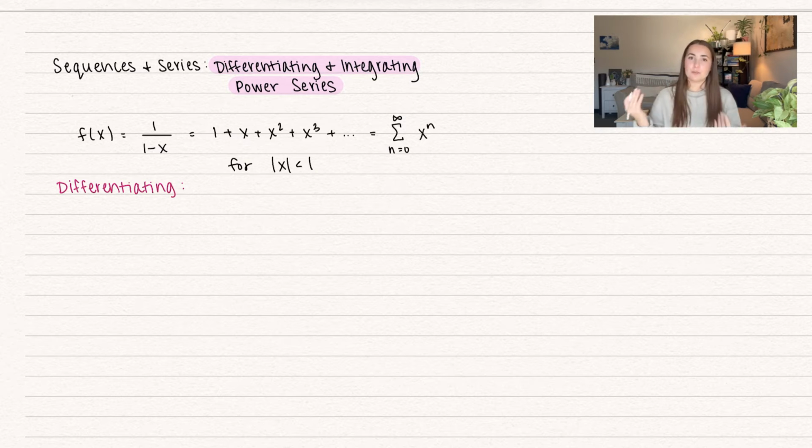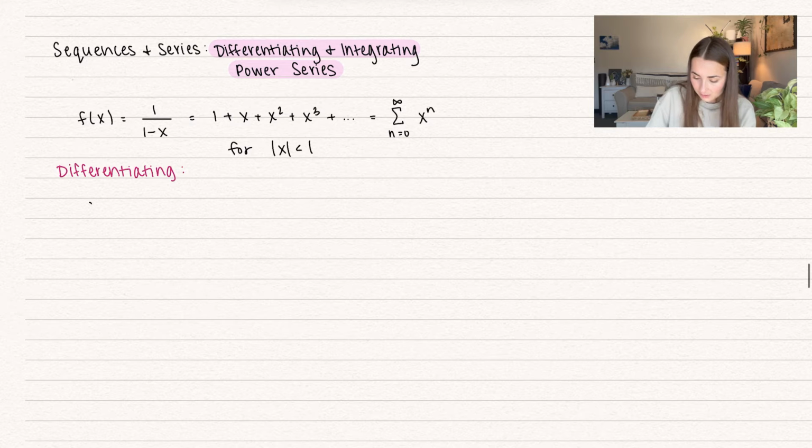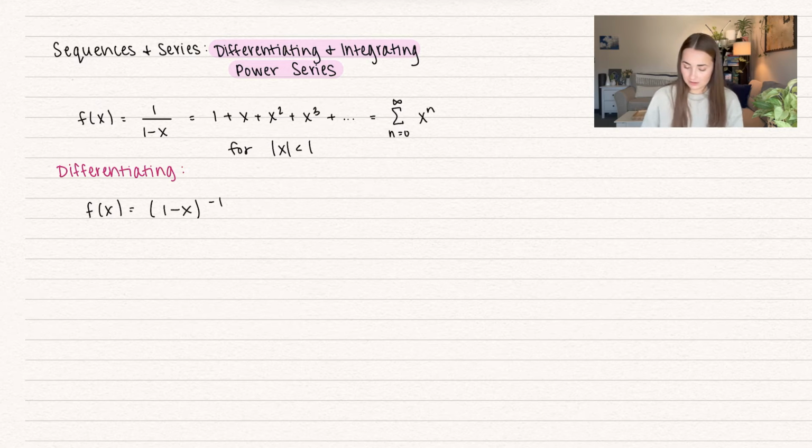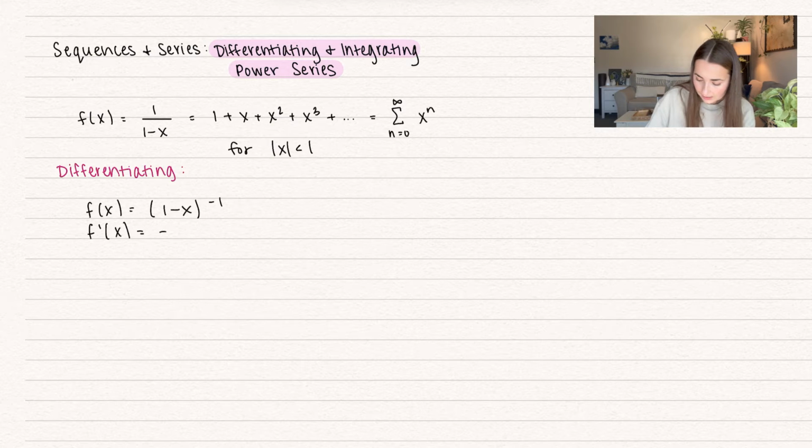So how do we differentiate or integrate a power series? It's a little bit weird. Let's go ahead and begin with a function. So here we have our function f of x is equal to, and I'm going to rewrite this as 1 minus x to the power of negative 1. So that way I can take the derivative. You could also use quotient rule. I like writing it with an exponent, so that way I can use power rule. But this becomes negative 1 times 1 minus x to the negative 2 times the derivative of the inside, so it's going to be negative 1. So rewriting this, those negatives cancel out, and you're just left with 1 over 1 minus x squared.